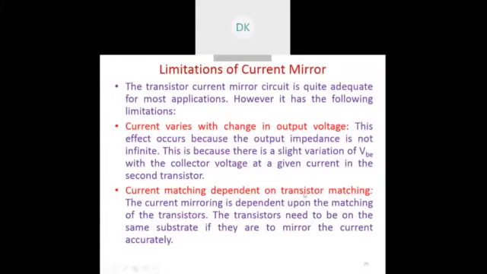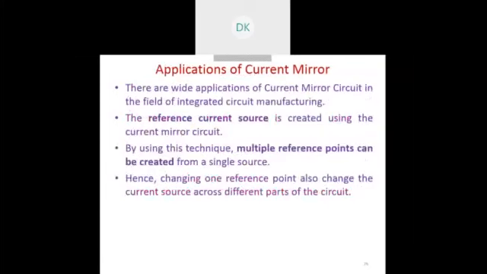The second limitation is that current matching depends upon transistor matching. If you use more than one BJT at a time in the current mirror, we need to match the transistors in order to match the currents flowing in the current mirror.